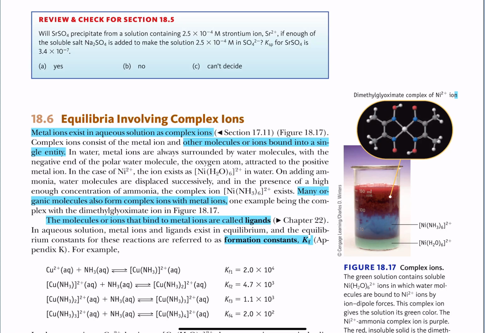The last few pages in chapter 18 are about complex ions. There is going to be a much more thorough discussion of these kinds of ions in chapter 22. Chapter 22, however, is not covered that extensively on the AP exam, just so you know.